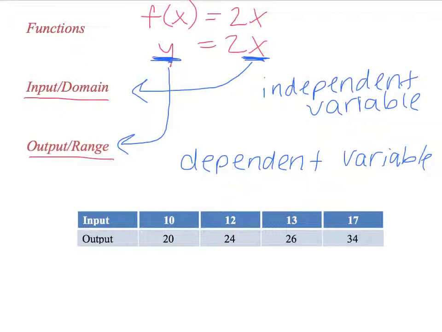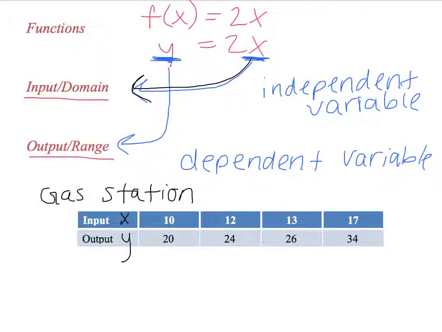One example of inputs and outputs would be pumping gas at a gas station. So here, your input is x, and your output is y. So y, the dependent variable, is going to depend on x. So if you go to the gas station, you may get 10 gallons of gas. So this would be how much gas you get.